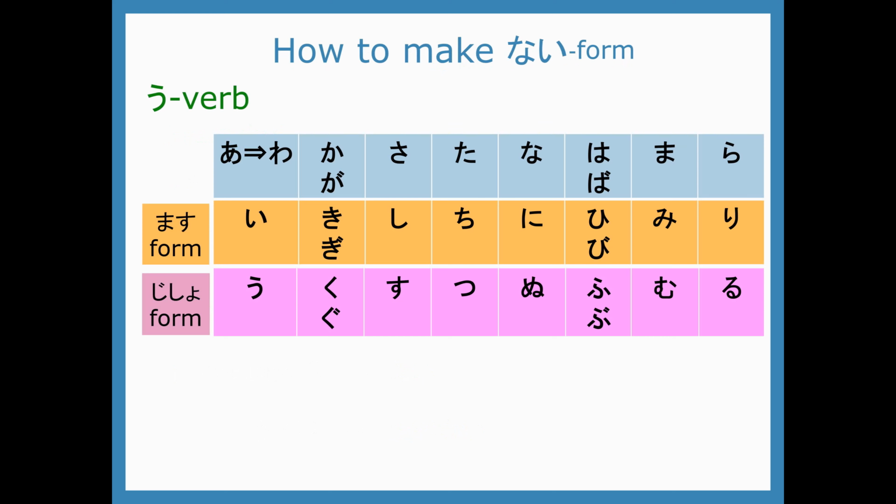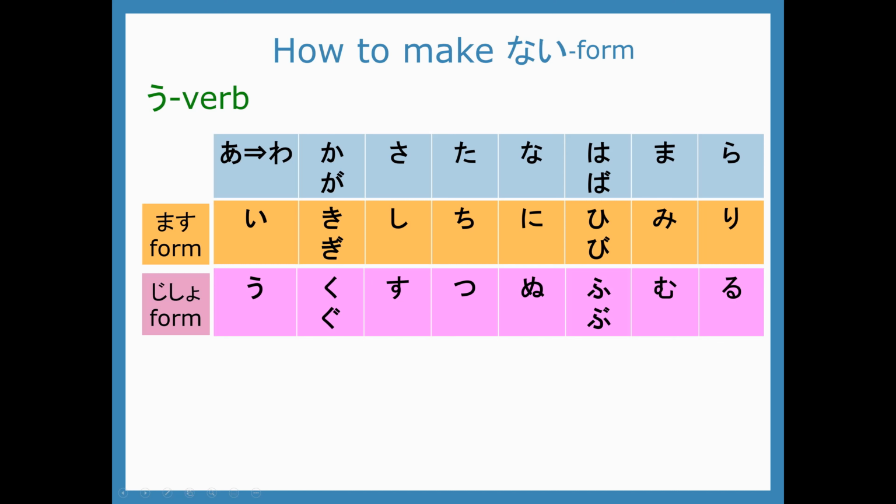With u verbs, as always, it's a little bit more complicated. With a u verb, we have to change the vowel sound at the end to a different vowel sound. We've already gone over something similar to this when we did the conversion between the dictionary form and the masu form. For example, the verb au, the masu form we changed to aimasu. Or iku, masu form is ikimasu.